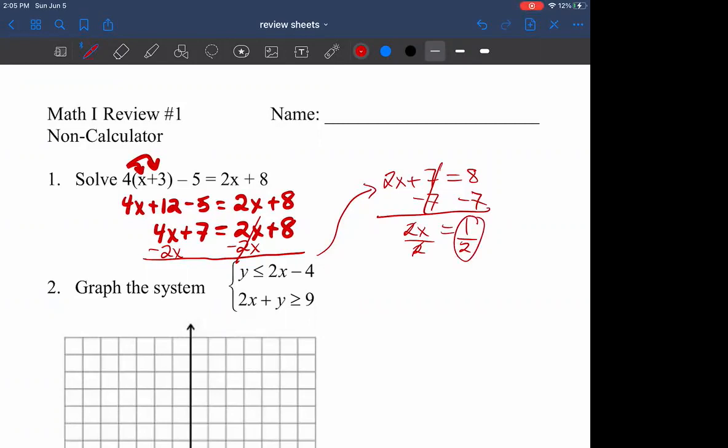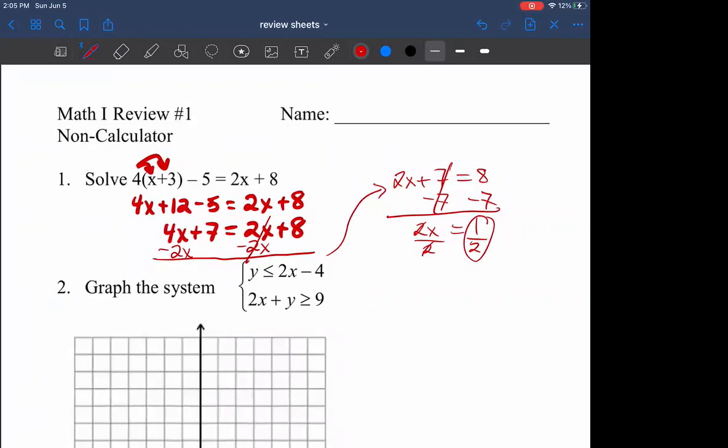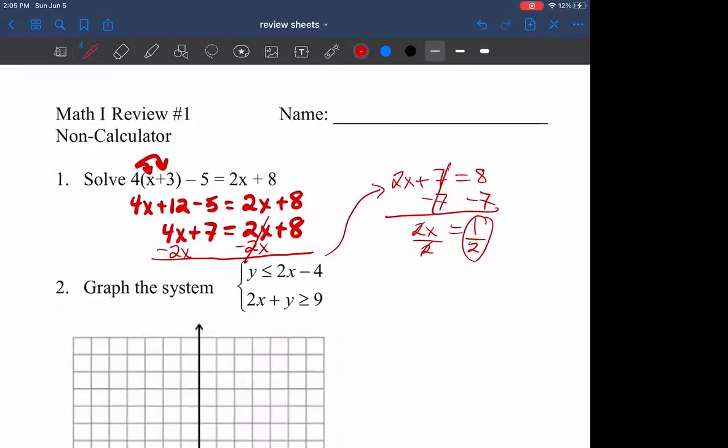We've talked about also if you were using Desmos. Now this one says non-calculator, but if you could have used Desmos, you could have just graphed 2 equations. Graph the left side, y equals 4 times (x plus 3) minus 5. And then graph the right side, y equals 2x plus 8. Basically, split up the equation into 2 y-equals equations. Wherever those intersect, the x value at that point is going to be 1/2. It's going to be the solution to the equation.